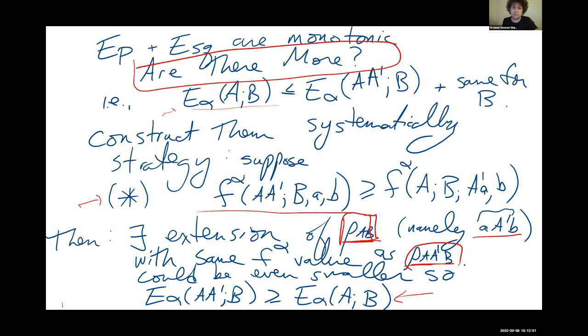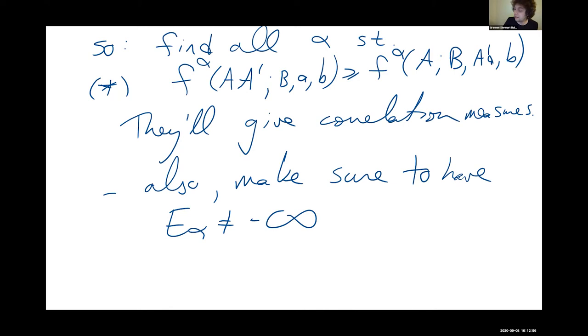Okay, so then our goal is to figure out the alphas, the sets of coefficients in this linear combination that give us this condition for monotonicity. Of course, we want the same thing for B as well, right? So if there's a B prime here, it should also be the case that putting it over with little b doesn't make the quantity go up. There's another thing we want to do. We want to make sure that our correlation measures aren't always minus infinity, because they're not very interesting if they are.